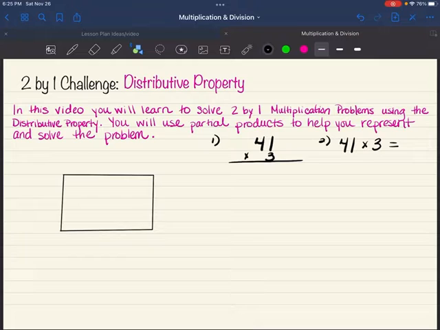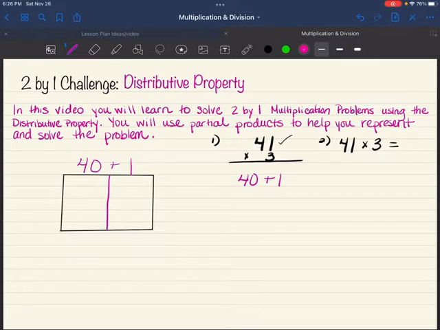And then on top of the box, we're going to look at our big number, which in this case is 41. And we're going to use parts of it. So that's why we say partial products, because we're going to break the number into parts. Remember we said 40 plus 1. We separate our tens and our ones. And let's put them up here. 40 plus 1. And then wherever you see the plus sign, I like to draw a line down the middle.